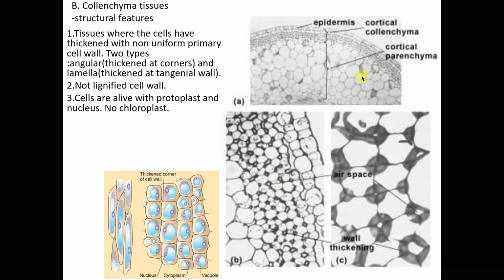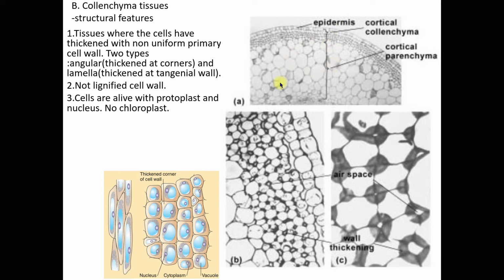Now, their cell walls are not lignified, the same goes for the parenchyma tissues. Their cell walls are not lignified. Cells are alive with protoplast and nucleus. Always remember that. The same goes for the parenchyma, their cells are alive with protoplast and nucleus. But for these collenchyma cells, they don't have chloroplasts.